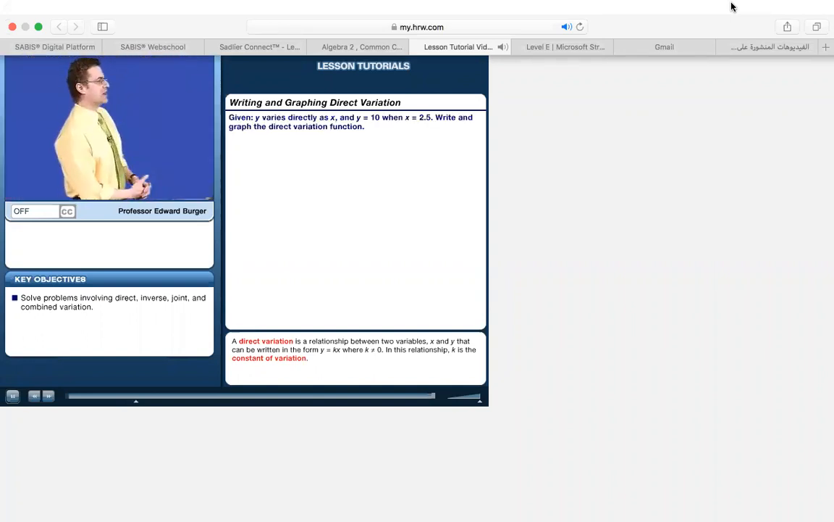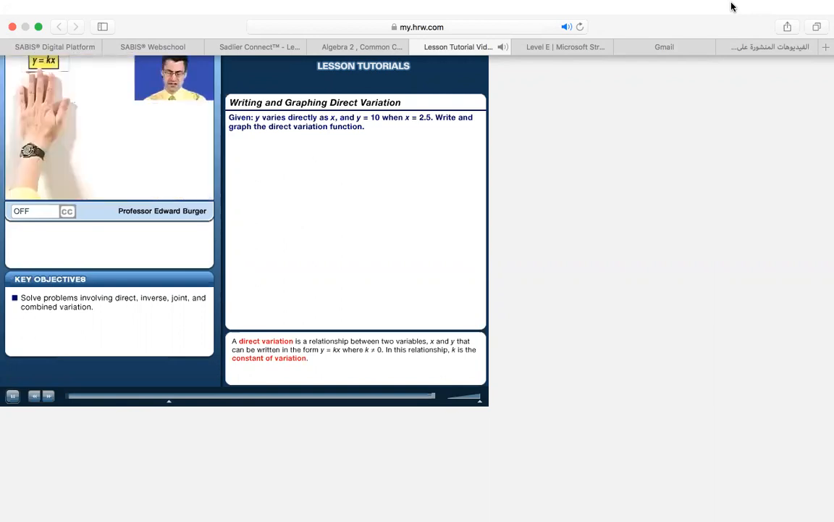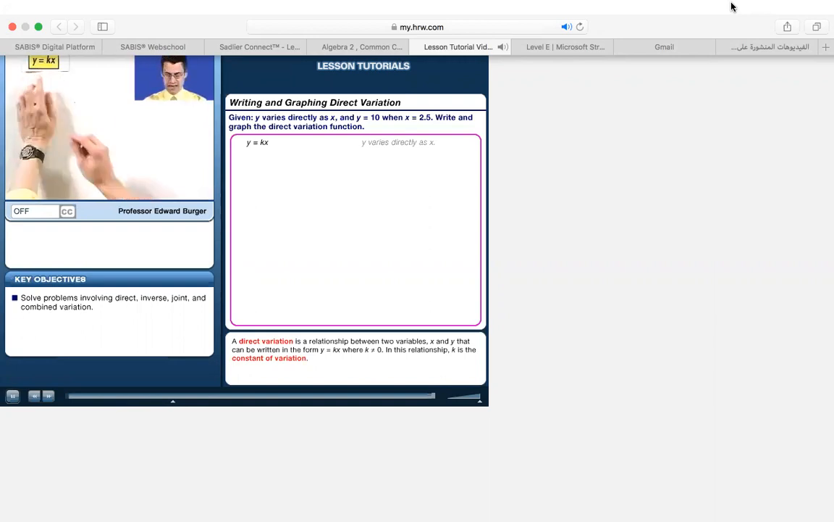Let's take a look at an example. Given that y varies directly as x, and y equals 10 when x equals 2.5, our mission is to write and graph the direct variation function. The moment it says that y varies directly as x, that tells us the function is going to look like y equals kx, for some constant k, an unknown number, not a variable. Our mission is to find k. How can we find k? If we know one x and one y that correspond to each other, we can always find k.